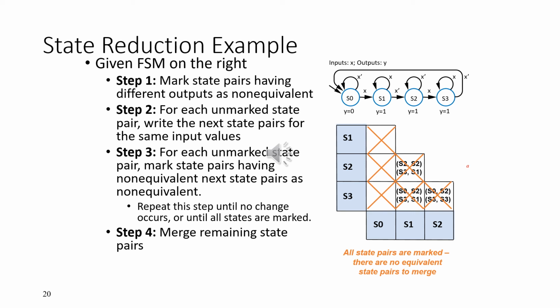So we have seen that S0 and S2 were non-equivalent, so the state pair S1 and S3 also becomes marked with a cross. Then S1 and S3 have been marked, so in the next iteration S2 and S1 will be crossed, and S0 and S2 were previously crossed, so we will cross S2 and S3. So you can see in this state diagram all the state pairs become crossed and there are no state pairs left which can be equivalent, so all of them are marked crossed.